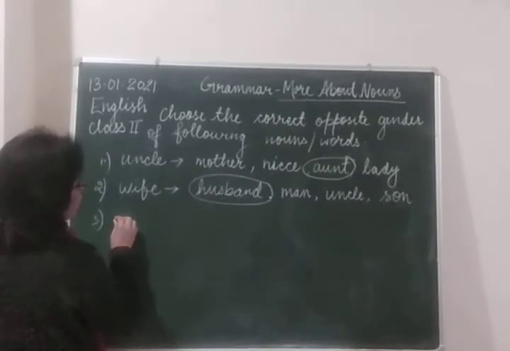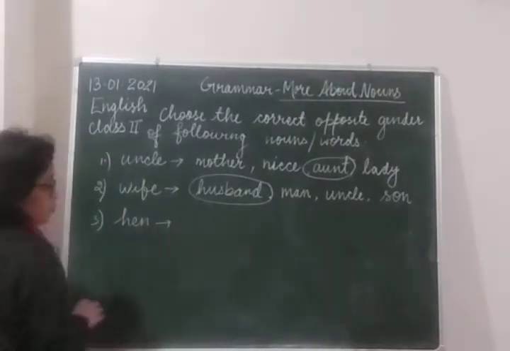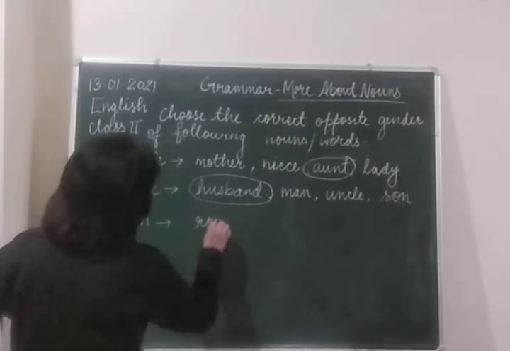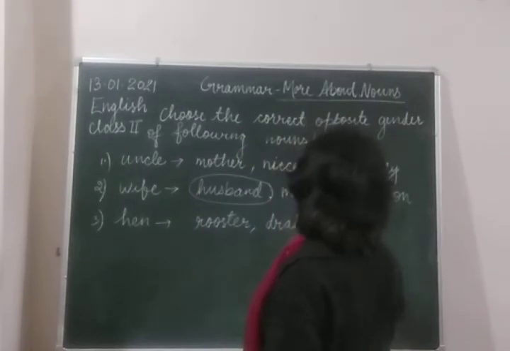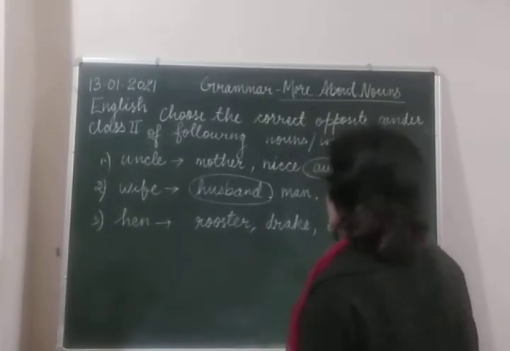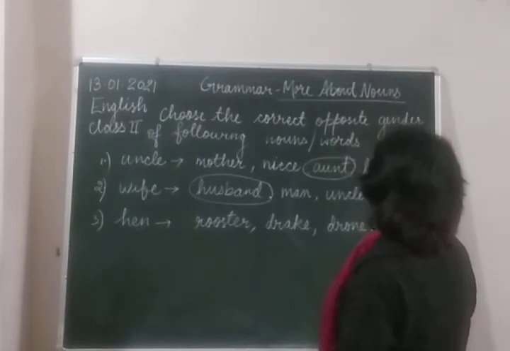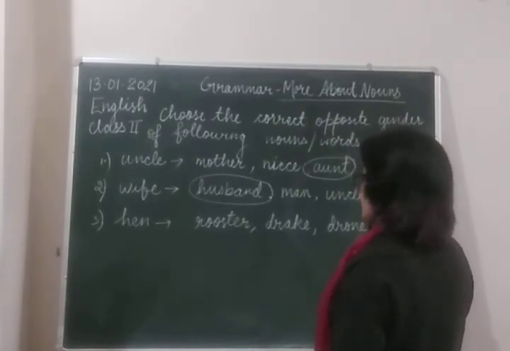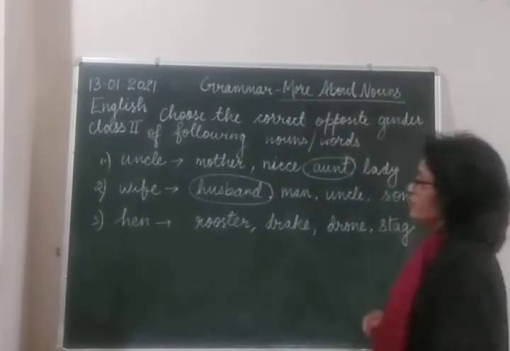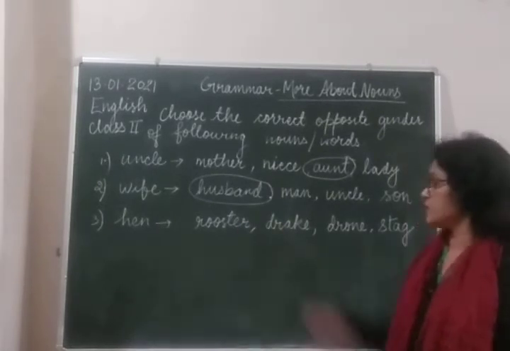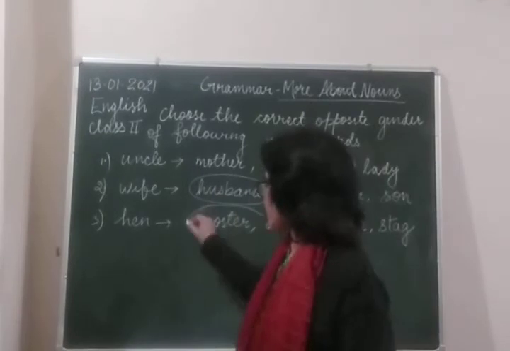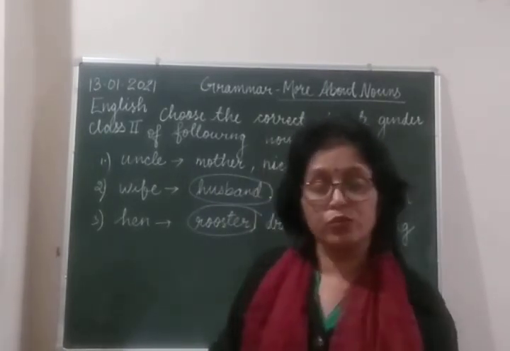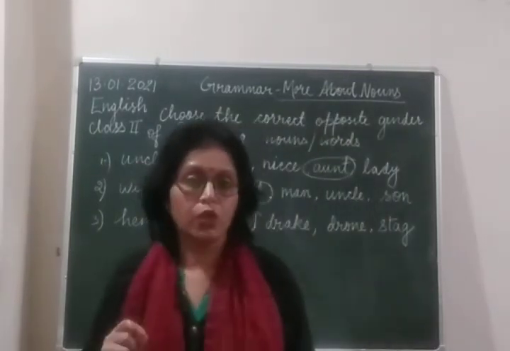नेक्स्ट इज हेन. ऑप्शंस आर रूस्टर, ड्रेक, ड्रोन और stag. Opposite gender of hen is rooster, drake, drone or stag. Children, the correct answer is rooster. जो बड़ा वाला मुर्गा होता है, मुर्गा बोलते हैं जिसको, तो वो होता है opposite gender hen का. Hen का opposite gender है rooster.